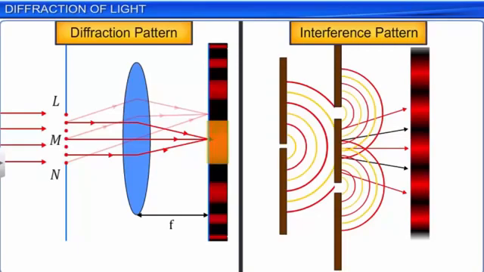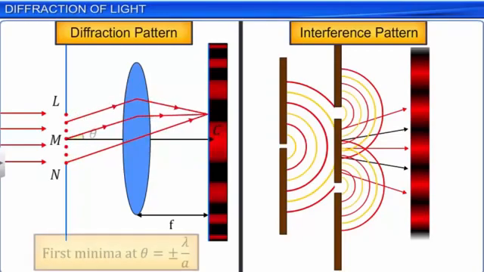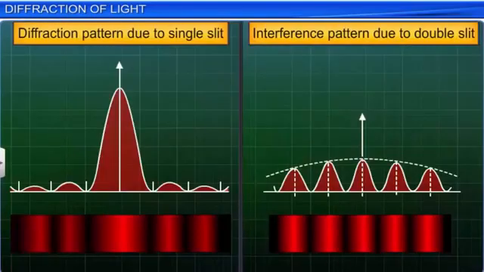In the case of diffraction, the first minima is formed at an angle theta equal to plus or minus lambda by a, whereas the condition of angular separation theta equal to plus or minus lambda by a corresponds to the central maxima for the two-slit interference pattern, with a equal to the separation between the slits. Now, observe the intensities of the fringes formed in the single-slit diffraction and the double-slit interference experiments.